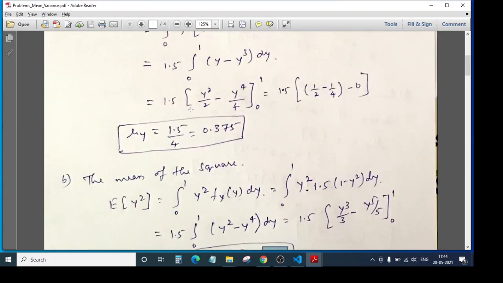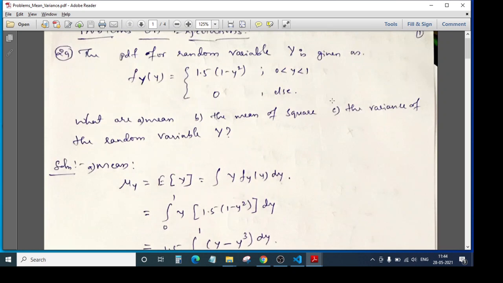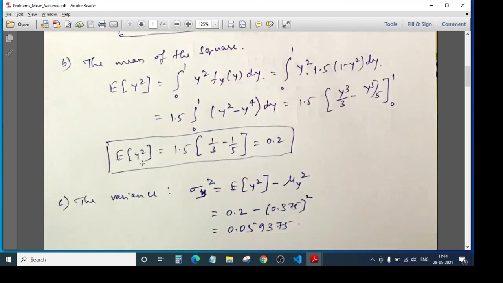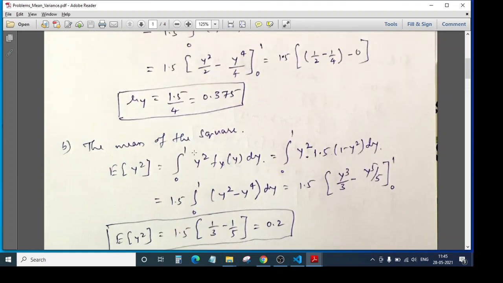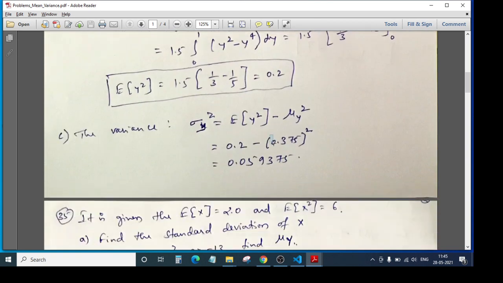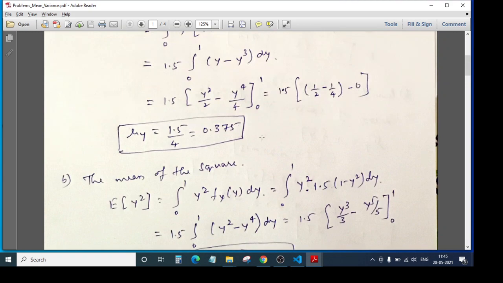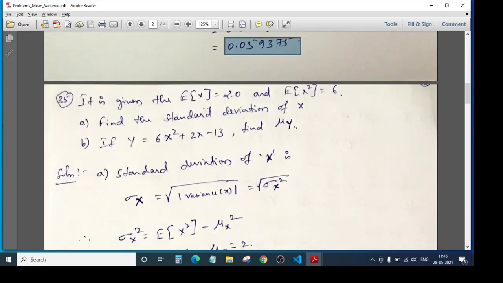Coming to the next thing, he has also asked us to find the variance of the random variable. So the variance is nothing but sigma square y is equal to E of y square minus mu square y. E of y square we have found out here, it is 0.2. What is mu y? Mu y also we have found out. You can observe here, mu y we have found out. Just square this term. So it is nothing but 0.375 square. Okay. So once you subtract, we will be getting this value. So we are done with this problem. I hope it is clear. Next we will move ahead and try to do the next problem.